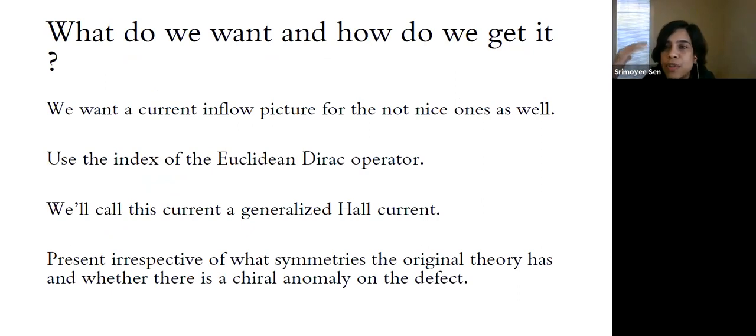So that's sort of the first step towards what we're trying to get. So this is what we want. We want a current inflow picture for the not nice ones as well. By not nice ones, I mean the theories where you don't have this chiral anomaly on the edges or some kind of current inflow from the bulk. So we want to create a picture for current inflow for those kinds of systems as well. We will use the index of the Euclidean Dirac operator to do so. And the corresponding current that we will find, we'll just call it generalized Hall current. And so this is going to be present irrespective of what symmetries of the original theory we had, or whether there was a chiral anomaly on the defect or not.